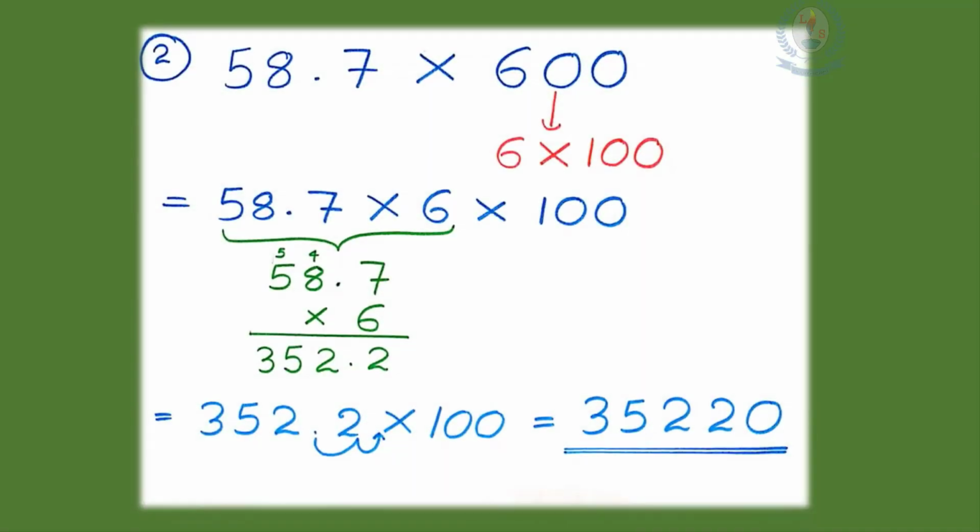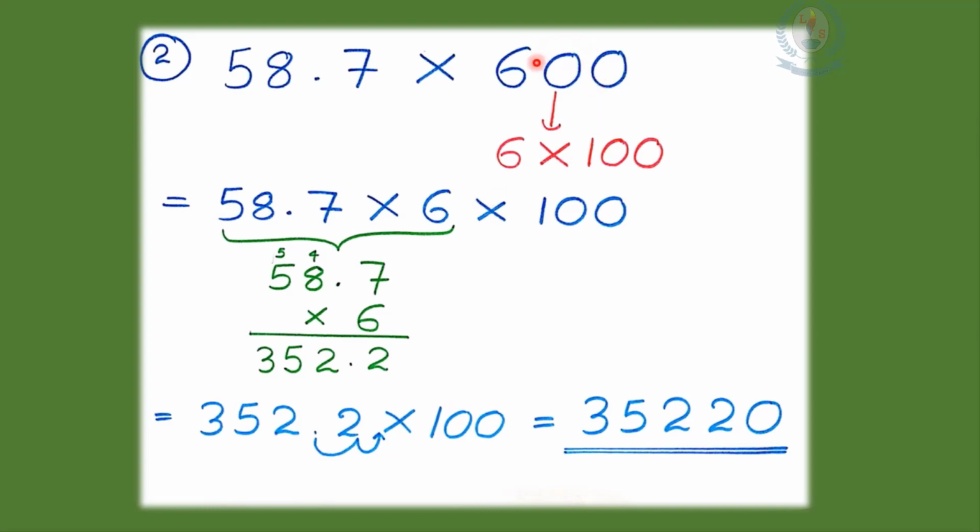Second example, 58.7 multiplied by 600. Here 600 is the whole number, and we have to multiply 58.7 by that 600. How to multiply then? Here the easiest way is we have to separate this 600 to 100 times.